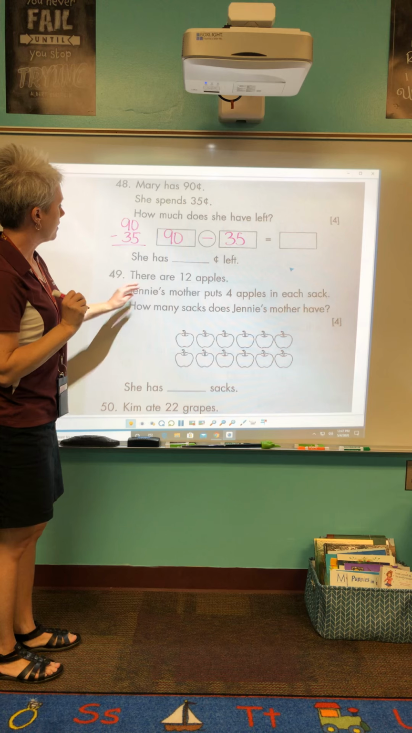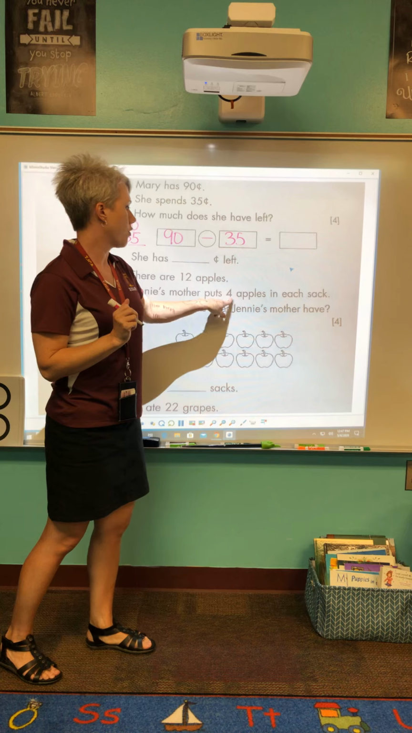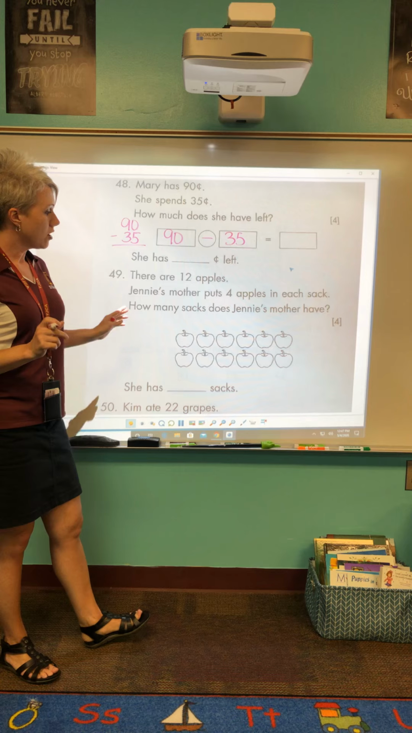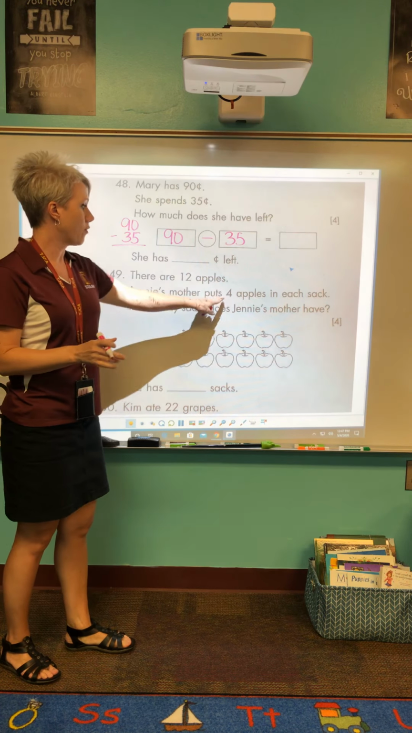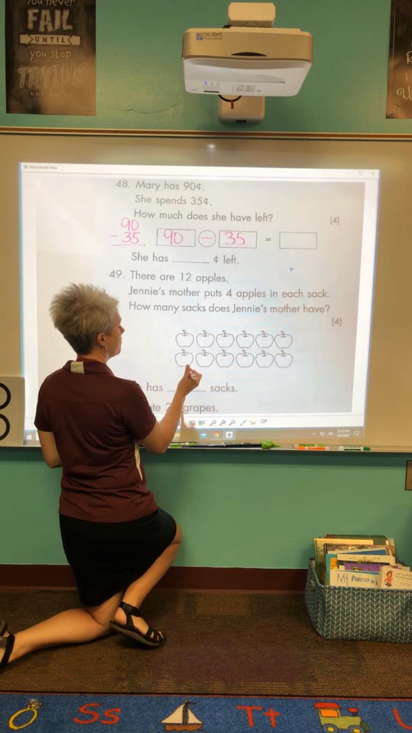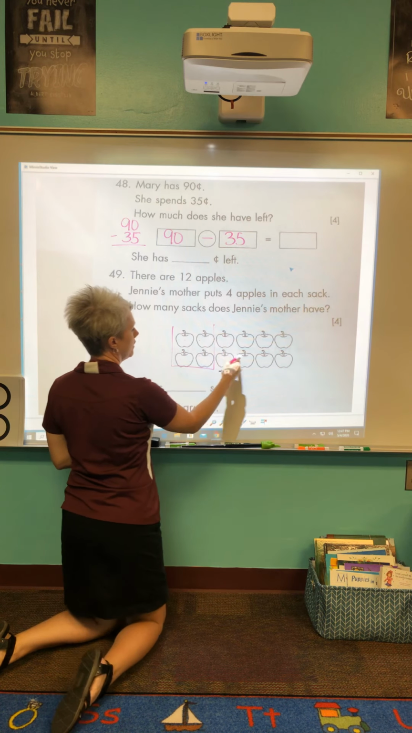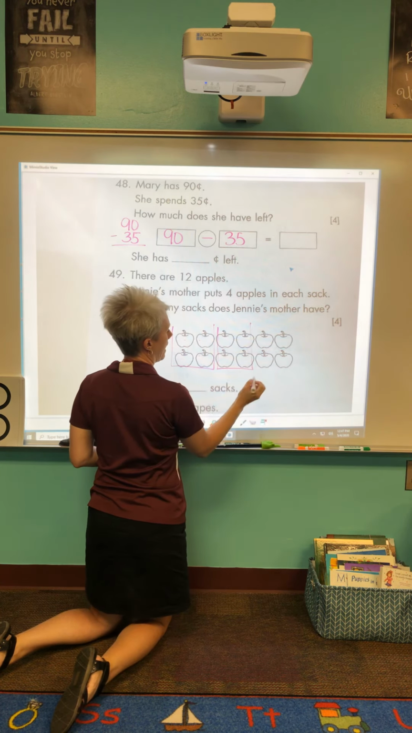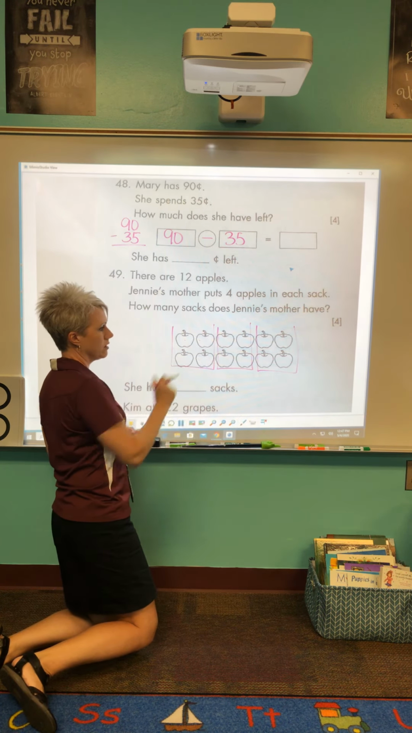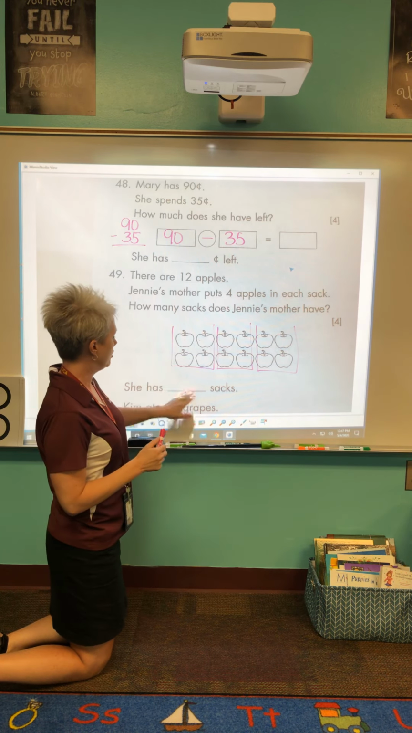Alright, number 49. There are 12 apples. We have 12 apples here. Jeannie's mother puts 4 apples in each sack. How many sacks does Jeannie's mom have? Okay, so she's got some little bags. She's going to put 4 apples in each bag. So let's just draw our bags around groups of 4. So 1, 2, 3, 4. Here's one bag. 1, 2, 3, 4. There's another bag. 1, 2, 3, 4. Now, I have bags. I have 4 apples in each bag. How many bags do we have? Count how many bags you have. Write that number in the blank.